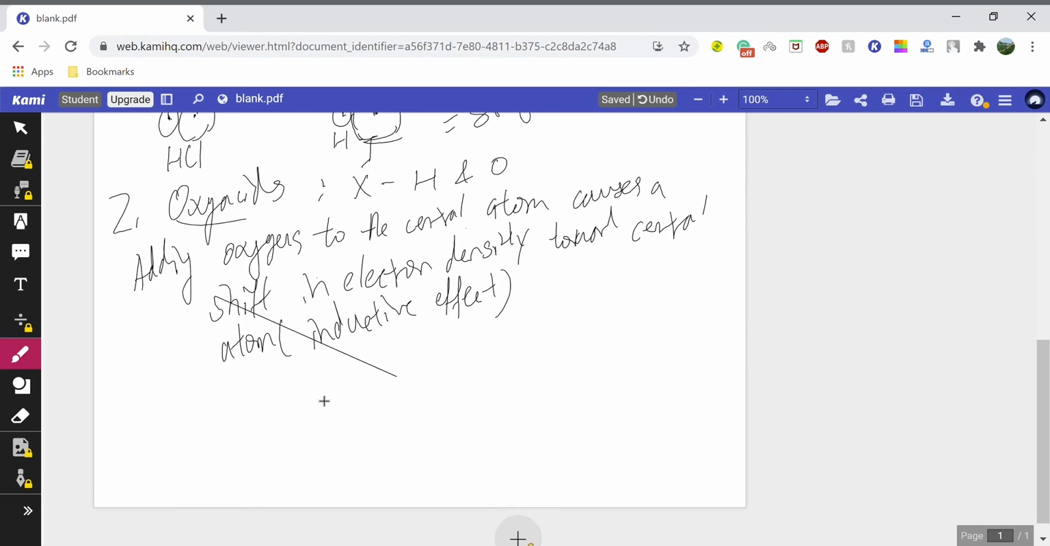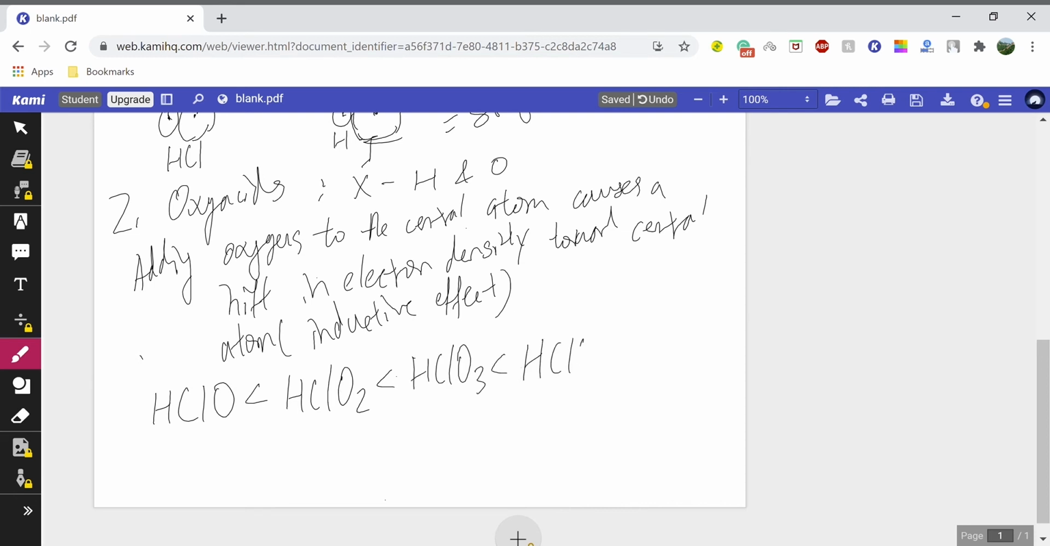So basically, when you're given oxyacids and the central atom is the same, the more oxygens there are, the more polar it will be, and the stronger the acid will be. So let's take a look at the HCl family. HClO will be the weakest acid. HClO2 will be stronger since it has more oxygens. HClO3 will be even stronger, and HClO4 will be the strongest of the four because it has the most oxygens.